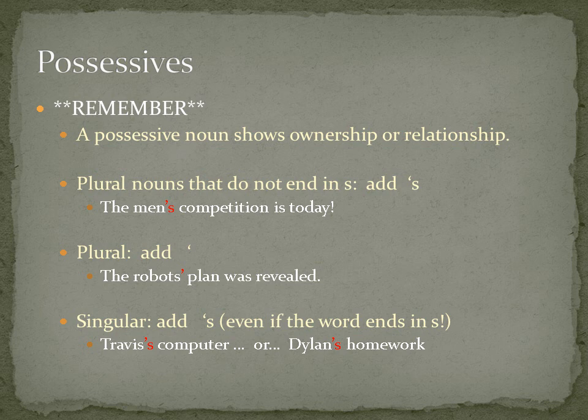And then finally, singular. If the word is singular, add apostrophe S, even if the word ends in S. For example, Travis's computer. It's Travis's computer that he has. Even though his name ends with an S, you want to add an apostrophe and an S after that because Travis is singular. Or Dylan's homework. You would say Dylan's homework is complete. Dylan is also singular. Therefore, you would add apostrophe S.